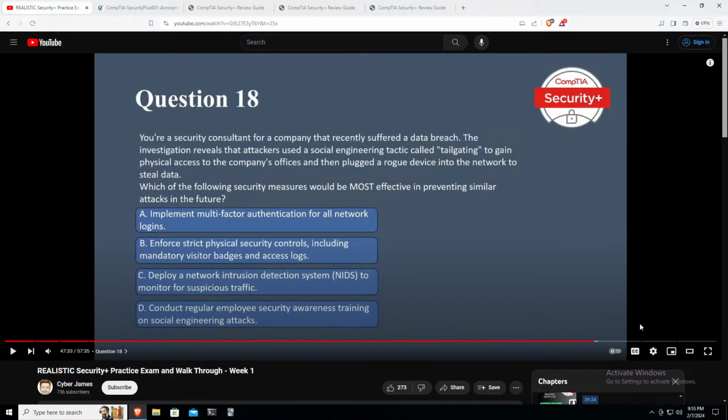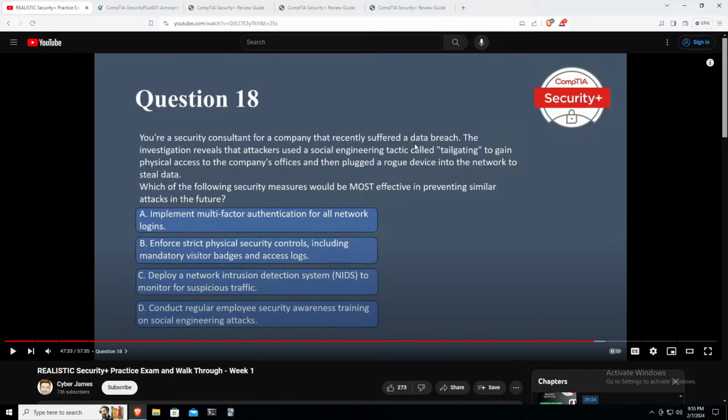You are a security consultant for a company that recently suffered a data breach. The investigation reveals the attackers used a social engineering tactic called tailgating to gain physical access to the company's offices, then plugged a rogue device into the network to steal data. Which of the following security measures would be most effective in preventing similar attacks?